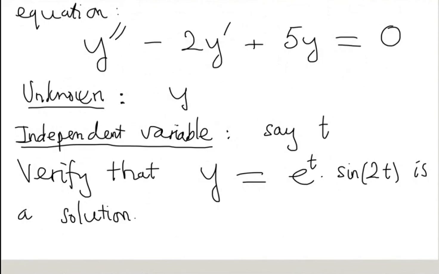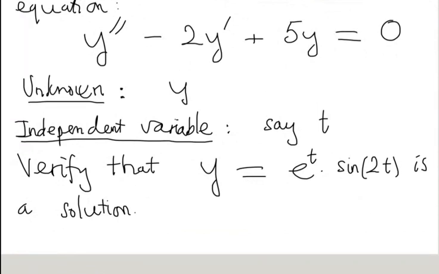This is a very good example because you will need to practice the product rule and the chain rule for derivatives. Furthermore, in this example, we need two derivatives, y prime and y double prime. And after you have checked it for yourself, you can continue watching.